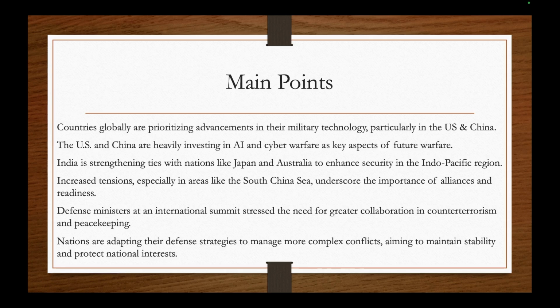Now, what India is doing: India is strengthening ties with nations like Japan and Australia to enhance security in the Indo-Pacific region. Increased tensions, especially in areas like the South China Sea, underscore the importance of alliances and readiness. Defense ministers at an international summit stressed the need for greater collaboration in counterterrorism and peacekeeping, and that nations are adapting their defense strategies to manage more complex conflicts, aiming to maintain stability and protect national interests.